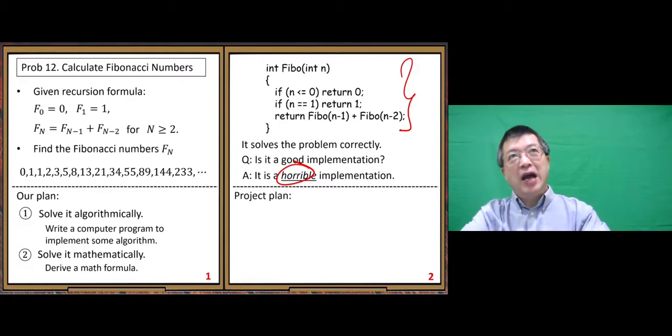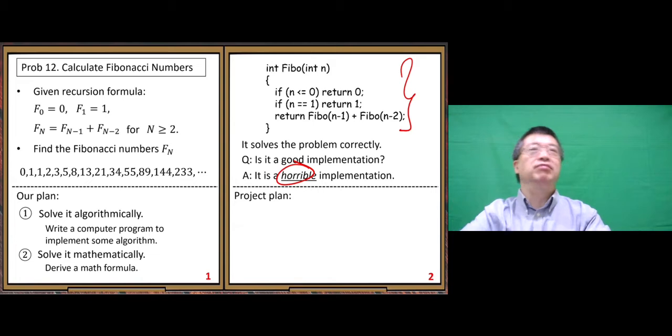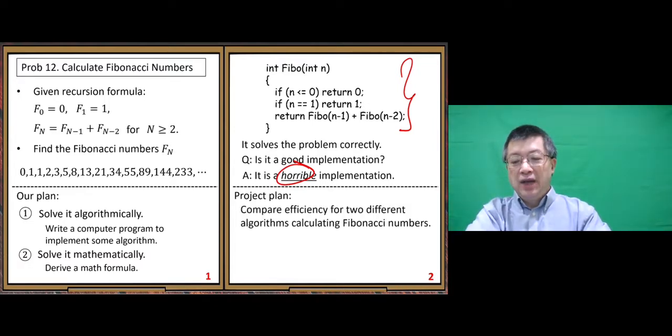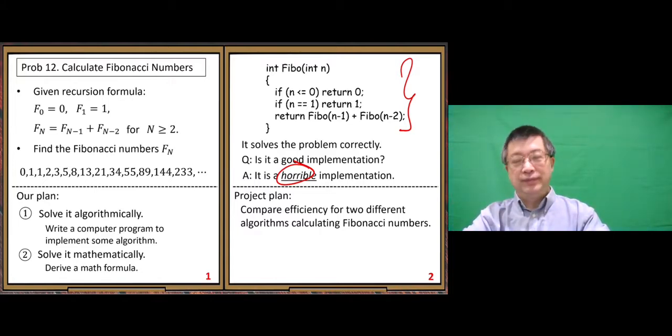Because I will assign you your first programming project, this problem. I ask you to compare different methods to calculate the Fibonacci number. Compare efficiency for two different algorithms calculating Fibonacci numbers. Compare which one is faster, which one is slower. So that's the project plan. We will do that soon.